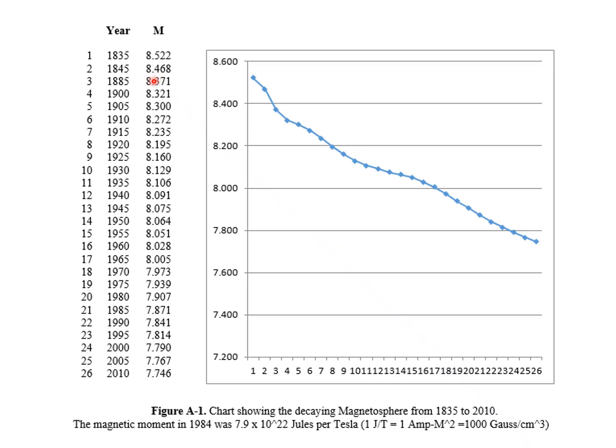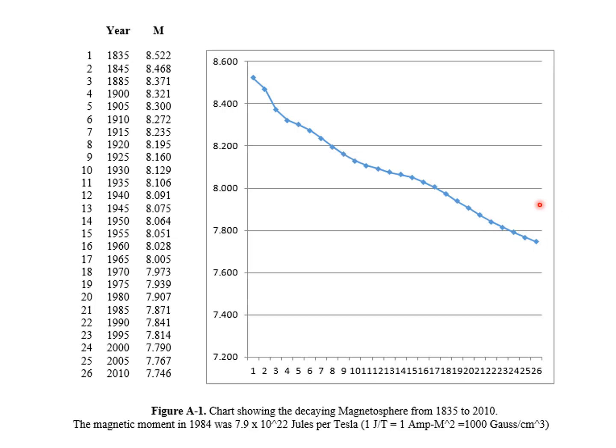And then each year we took that measurement, all the way down to 2010, and at that time it was 7.75 times 10 to the 22nd power joules per Tesla. And here's the sine wave that we were talking about. It's just what you should expect out of a dynamic force.